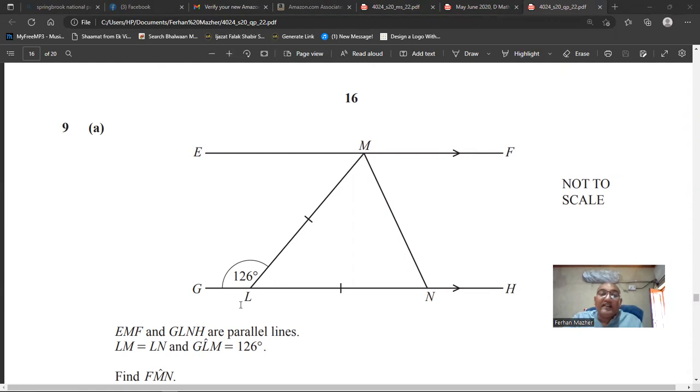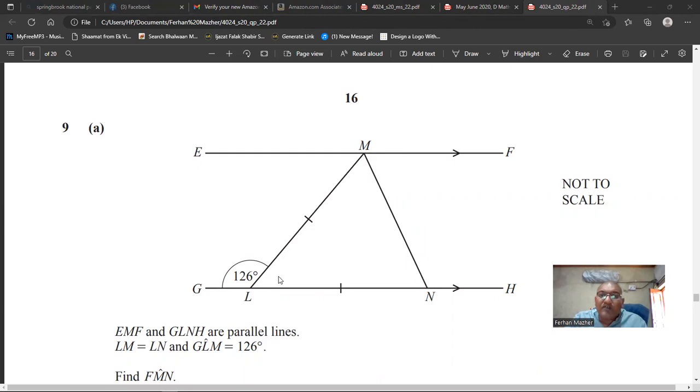Here we have two parallel lines, and this is a transverse line. These two sides are equal to each other. This angle is 126. They want us to find out FMN. This is the angle which they want us to find out. From here, I can find this angle. Then this is an isosceles triangle. This is alpha. This is alpha.